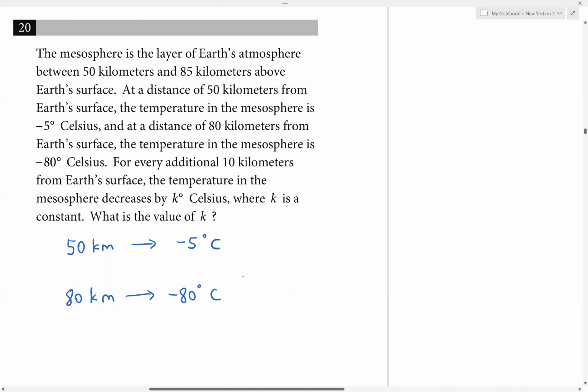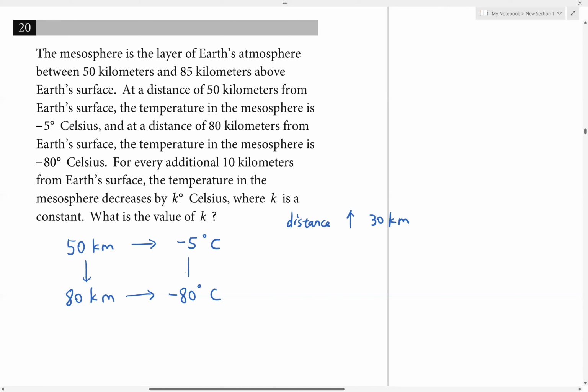All right. The question wants to know, for every additional 10 kilometers from the surface, how much does the temperature decrease? Okay, based on the two pieces of information that we have here, you see the distance increased from 50 to 80, right? So the change in distance is what? We go from 50 to 80. So the distance increased by 30 kilometers.